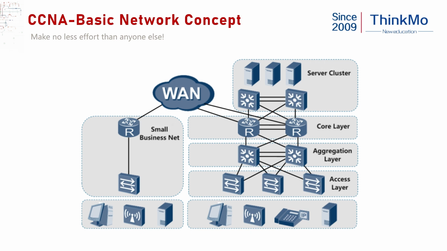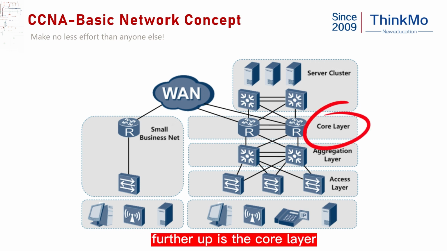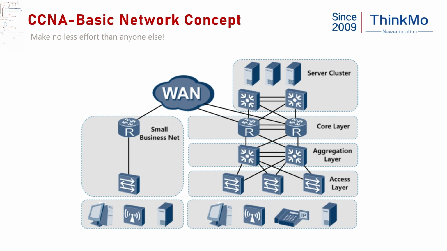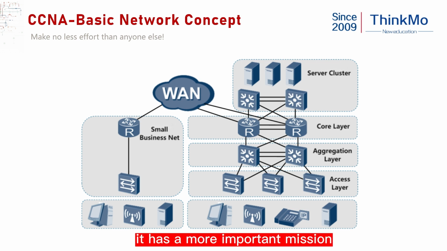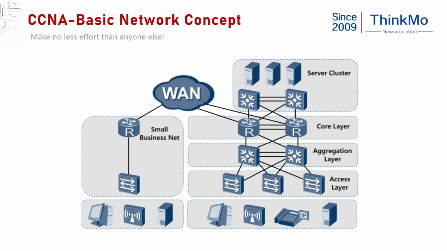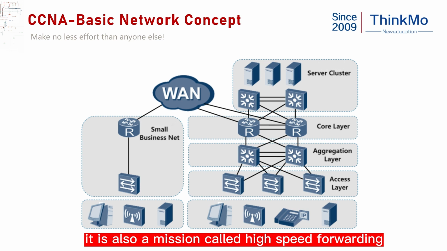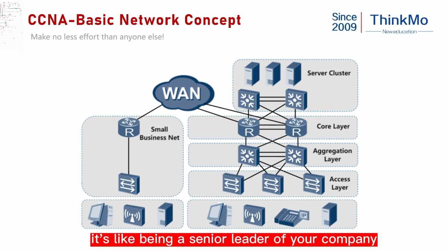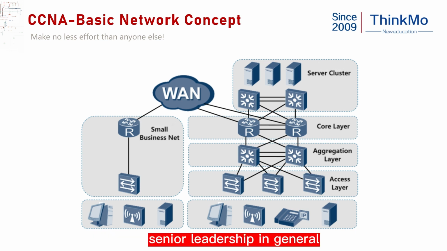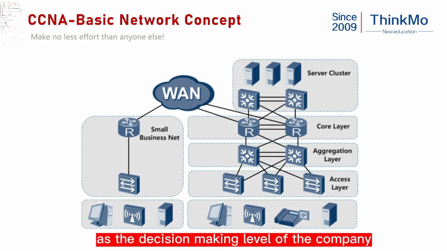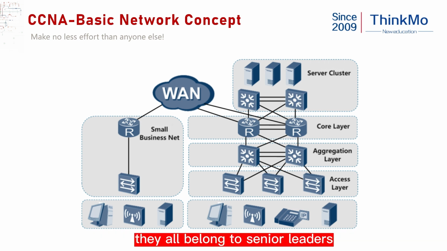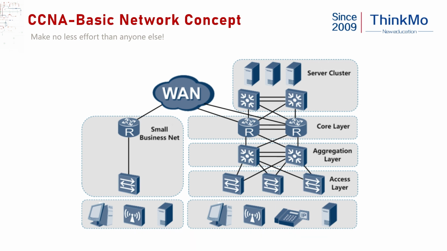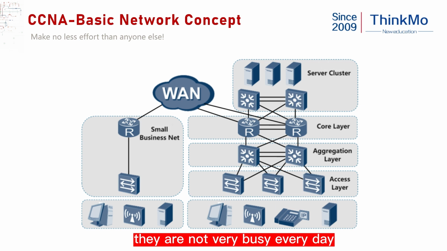Let's go up. Further up is the core layer. For the core layer, it has a more important mission. In fact, it is also a mission called high-speed forwarding. Core layer. It's like being a senior leader of your company. Senior leadership in general. Think about it as the decision-making level of the company. They all belong to senior leaders. Senior leadership. They are not very busy every day.